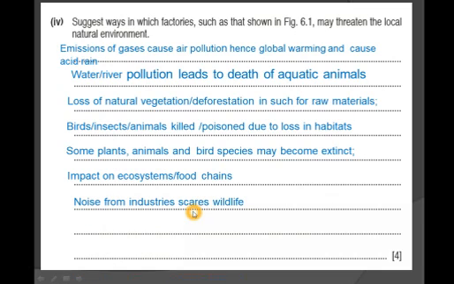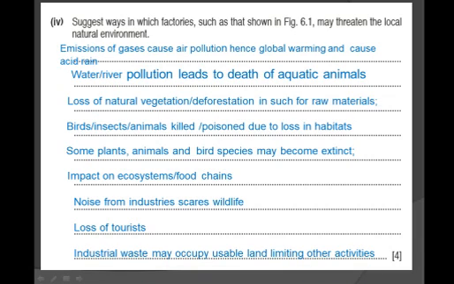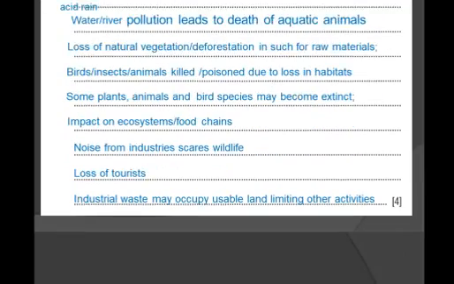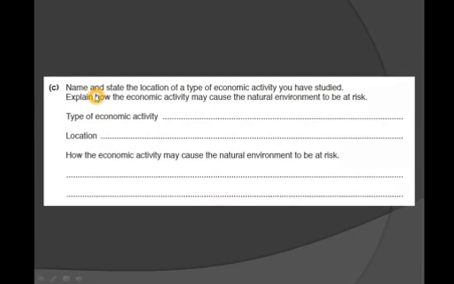There is noise from industries that scares away wild animals, and this may lead to extinction of some animals or migration of animals to other areas. We have lots of tourists. If tourists would come to visit the vegetation or a place that is very clean, or water that is very clean for swimming, if you do the water pollution, deforestation, tourists might not come anymore. And then industrial wastes may occupy usable land, limiting other activities. That is very obvious. So let's take a look at another question here.